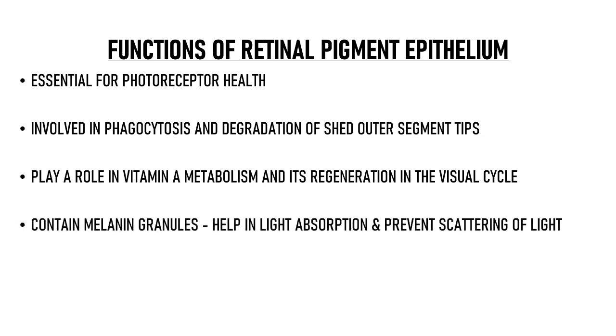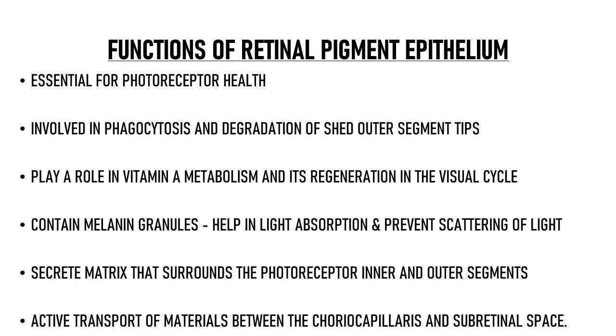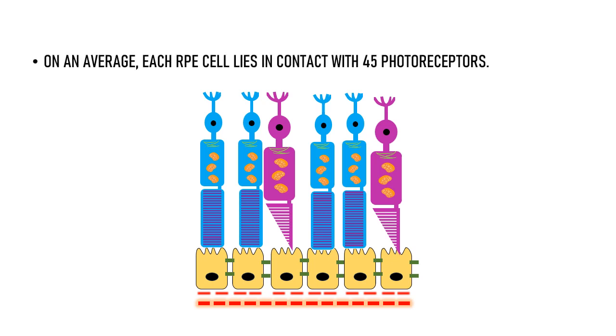They contain melanin granules which help in light absorption and prevent scattering of light, and thus they prevent the retinal layers from light-induced damage. They secrete the matrix that surrounds the photoreceptor inner and outer segments. They are also responsible for the active transport of materials between the choriocapillaris and the subretinal space. Photoreceptor density varies across the retina, but on an average, each RPE cell lies in contact with 45 photoreceptors.